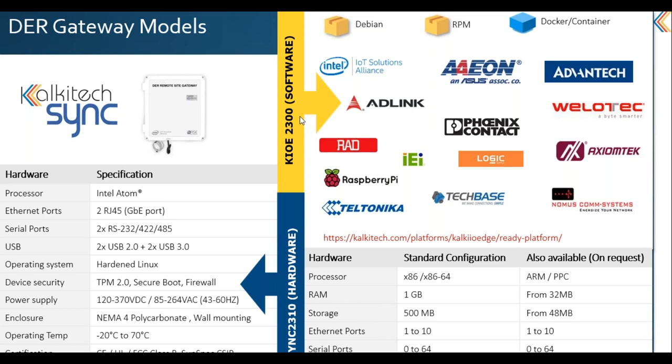On the software side, the KIO2300, which is primarily available as Debian, RPM or Docker packages, can be installed on standard hardware like x86 or x64 with 1 GB RAM and 500 MB storage. It's also available on specific platforms on ARM or PowerPC, starting from 32 MB RAM and 14 MB flash, available on request. A few hardware platforms are also validated with these configurations, like AdLink, Advantech, RAD, Raspberry Pi, Phoenix, and a few ODM hardware also validated with the KIO2300 software.